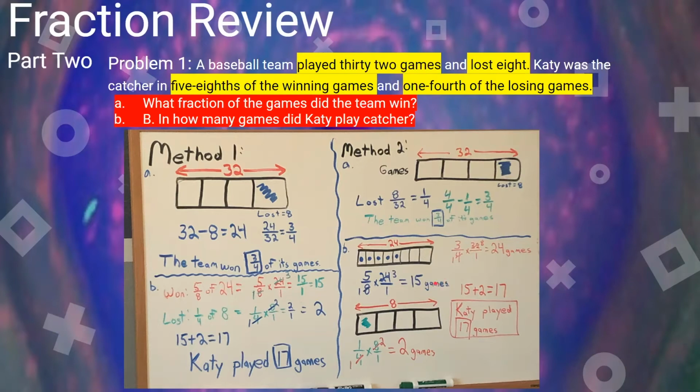We can also draw a tape diagram for how many games she played in when they lost. There was a total of 8 games they lost, and she played 1/4 of them. We break our tape diagram into 4 parts, and 1/4 of 8 is the same as 2 games. So 15 games she played in when they won, and 2 games when they lost, for a total of 17 games. So again, Katie played 17 games, and that would be the answer for our first problem.